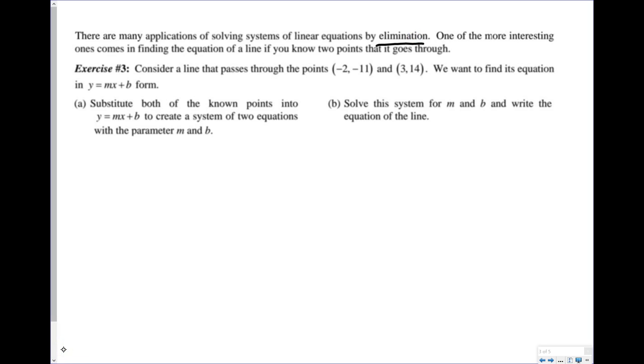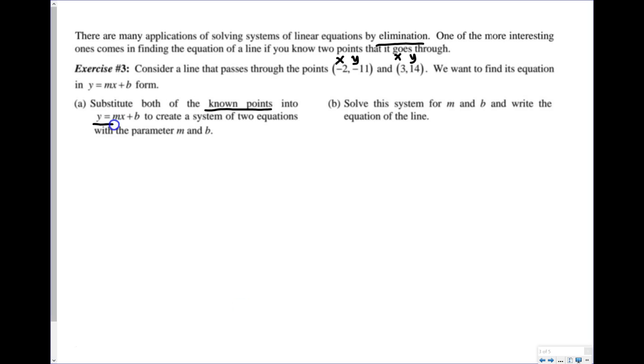Okay, exercise 3. Consider a line that passes through the points (-2, -11) and (3, 14). We want to find the equation in y equals mx plus b form. So the first step to doing this is substitute both of the known points into y equals mx plus b to create a system. What that means is you know that -2 is an x and -11 is a y, and that 3 is an x and 14 is a y.